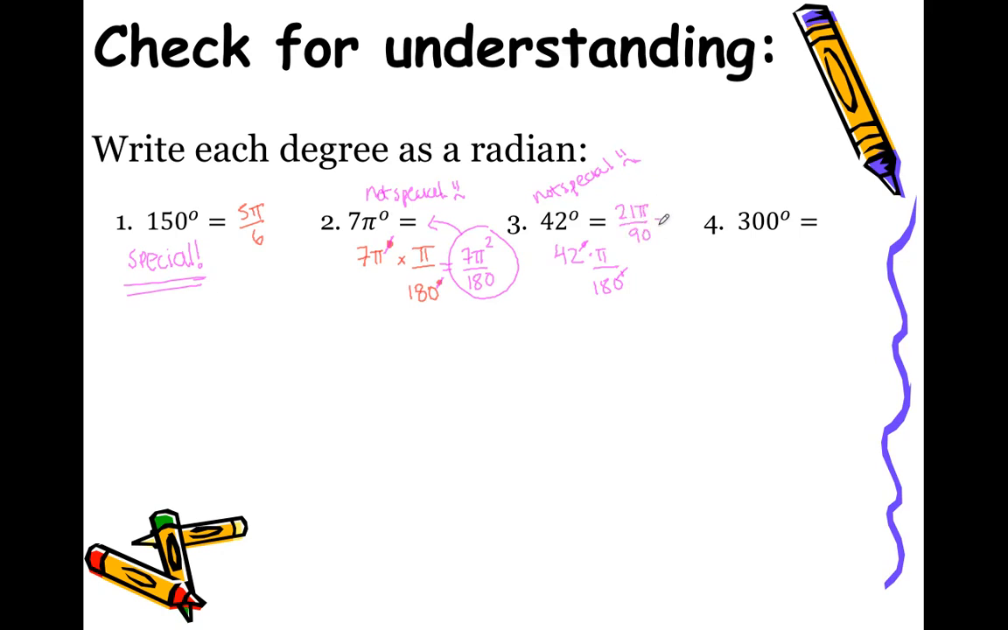Oh no, that simplifies even more, doesn't it? 7 pi over 30. Is that right? Yeah. 300. That's special. Right?